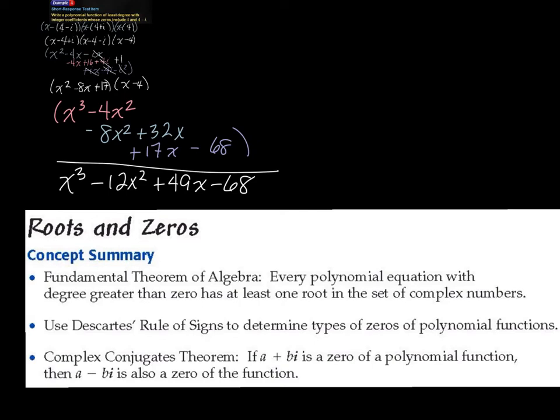Use Descartes' rule of signs to determine the types of zeros of polynomial functions. Complex conjugates theorem: if a plus bi is a zero of a polynomial function, then a minus bi is also a zero of the function.